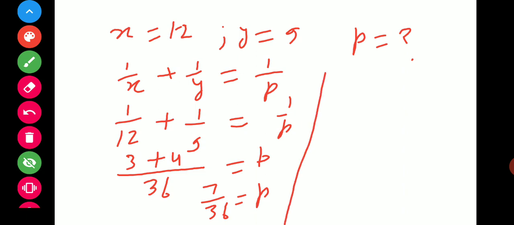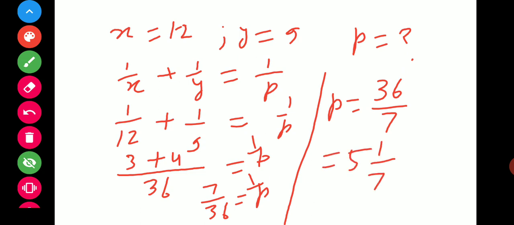So P is equal to 36 divided by 7. 7 fives are 35, and 1 upon 7 remains. That many days. So that is your answer. They can do it in 5 and 1/7 days when they work together. So that is the answer.